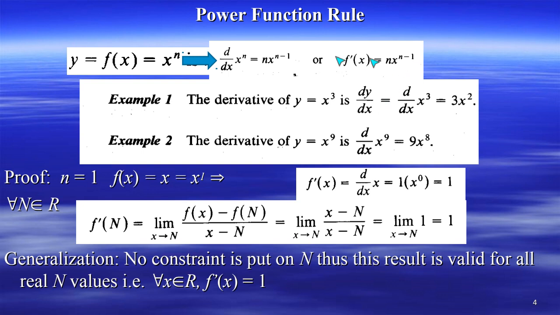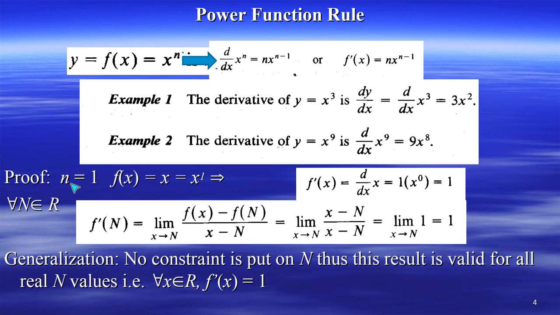For it's very easy to apply. It's a very general rule indeed. When we apply it, for instance, here with an example, when y is equal to x to the power 3, its derivative dy over dx, or dx to the power 3 over dx, is 3 times x squared. When y is equal to x to the power 9, its derivative is 9 times x to the power 8. Very easy to use, very easy to take the derivative. But we will prove it, of course.